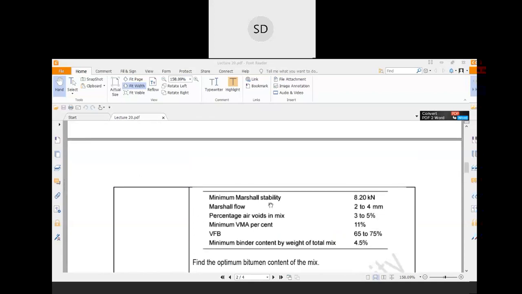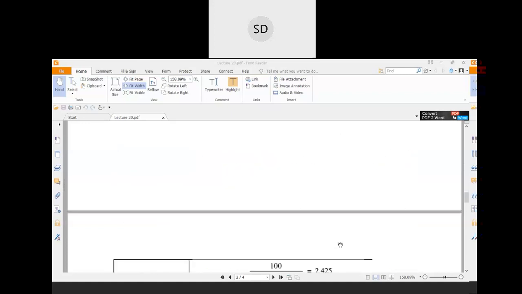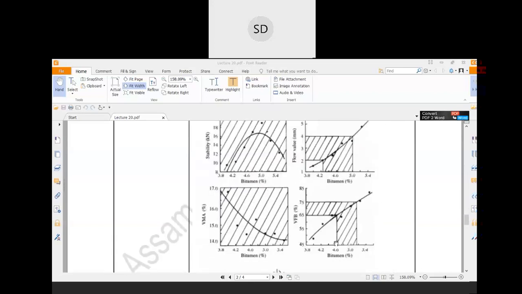Your minimum Marshall stability value should be 8.20 kilonewton. Marshall flow value should be 2 to 4 mm. Percentage air voids in the mix should be 3 to 5%. Minimum VMA percentage should be 11%, and VFB percentage should be in between 65 to 75%, and minimum binder content by weight of the total mix should be 4.5%.